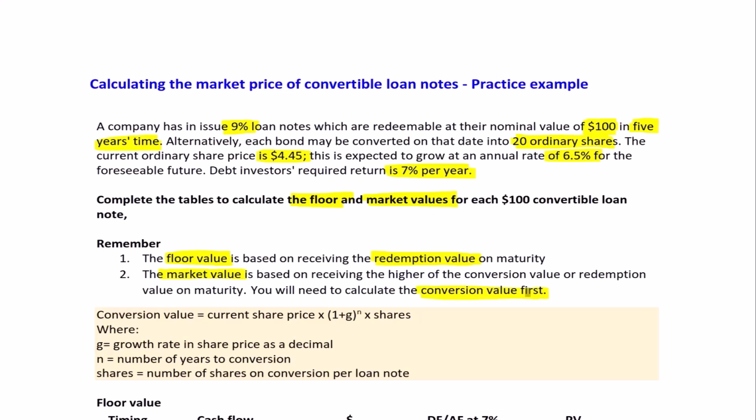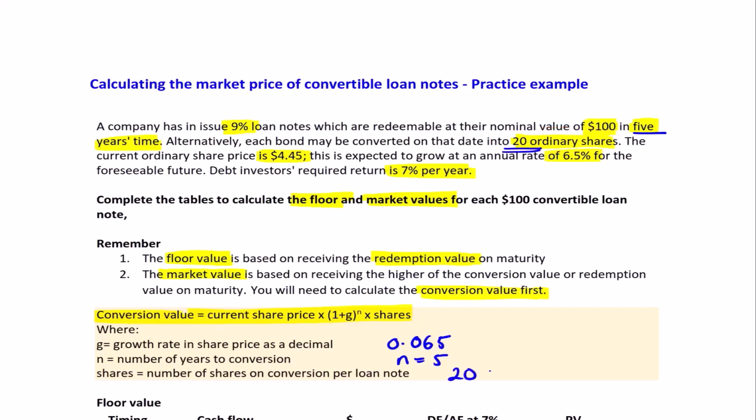And in order to do that, you've been given the formula. So the conversion value is the current share price compounded up for the growth rate over the number of years to maturity, times by the number of shares you get on conversion. So in this example, the growth rate is 6.5%, but as a decimal, that is 0.065. The number of years to conversion is 5, so n equals 5. And the number of shares that you'll get on conversion per loan note is 20.